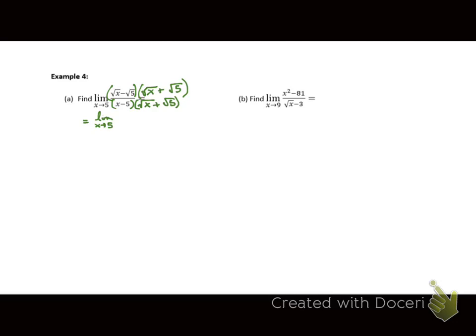So we still have the limit as x approaches 5. Don't forget that. Now let's multiply the numerator out. Because when you multiply by the conjugate, you're going to end up eliminating the middle two terms, which is going to make this very nice to deal with. So the square root of x times the square root of x is just x. The square root of x times positive root 5 is positive root 5x. Negative root 5 times root x is negative root 5x. And negative root 5 times root 5 is negative 5. And then on the bottom, I'm not going to multiply those out. And you'll see why in a second.